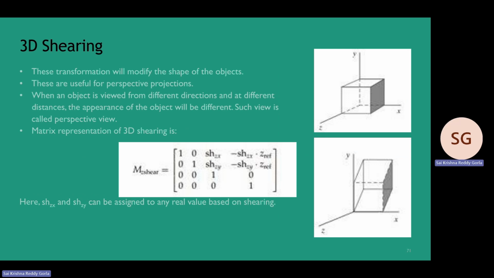The next topic is 3D shearing. The transformation will modify the shape of the object. This is also useful in perspective projection. Here you can see the image in two different ways, in two different perspectives. When an object is viewed from a different direction and a different distance, the appearance of the object will be different. Such a view is called a perspective view. The matrix representing 3D shearing in the perspective view is here.